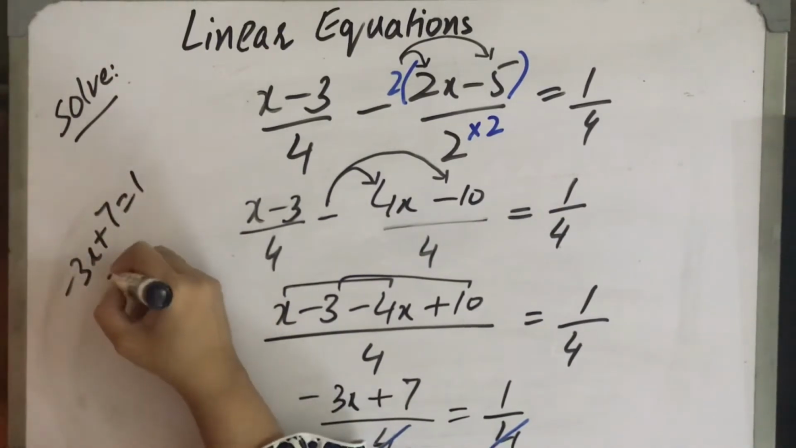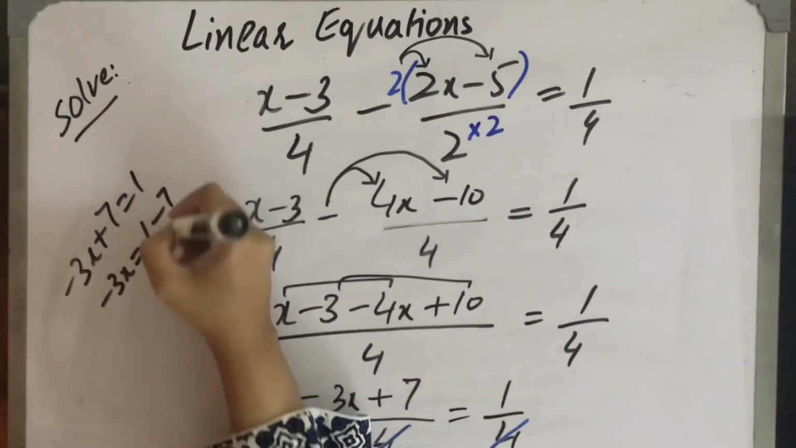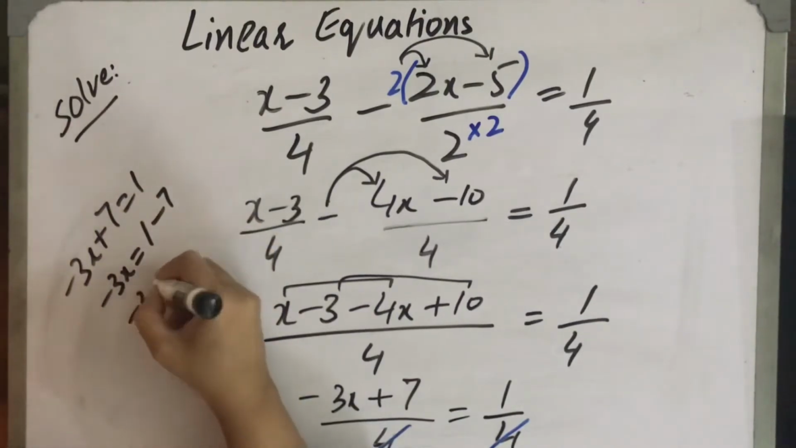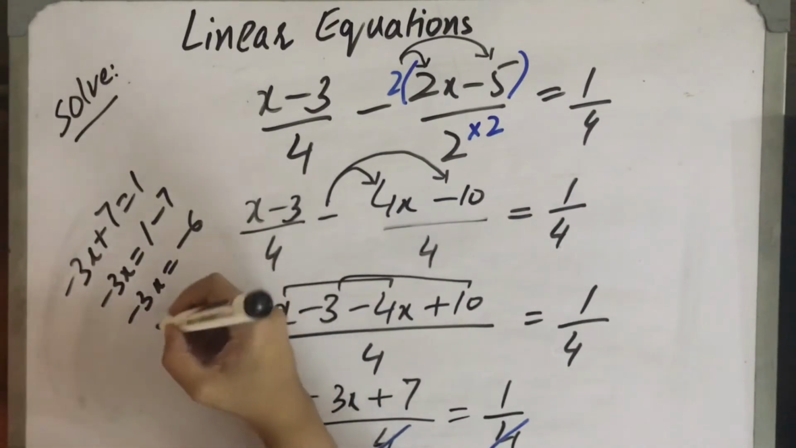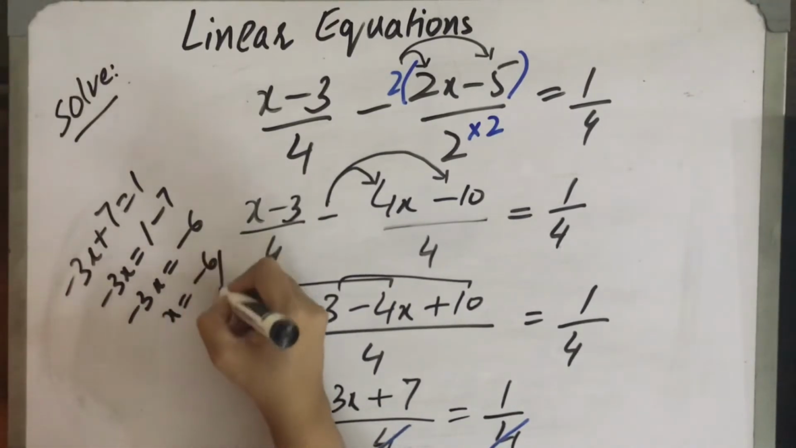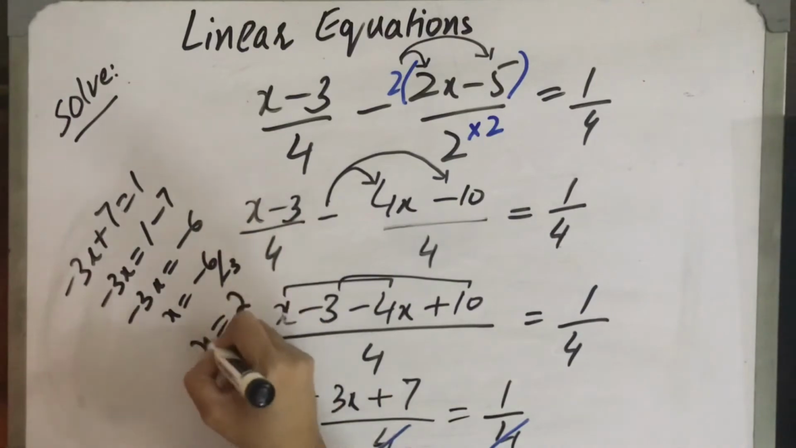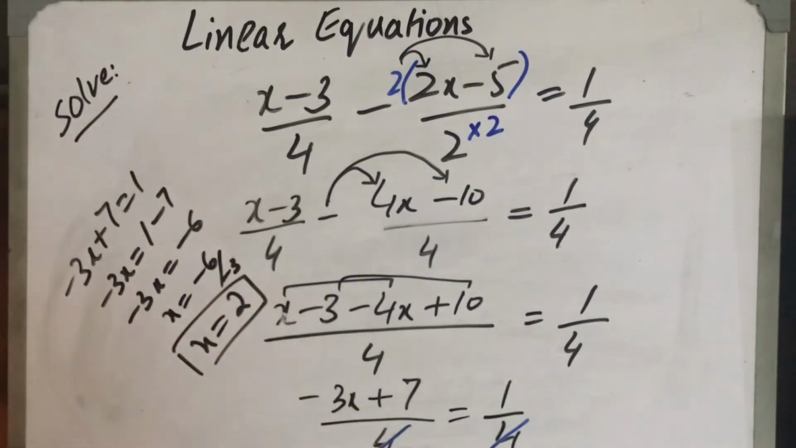1. This 7 will go to the other side, it will be negative 7, minus 3x will be minus 6. After subtracting 7 from 1, negative 6, x will be minus 6 over minus 3, it will be positive 2. The answer of x is 2.